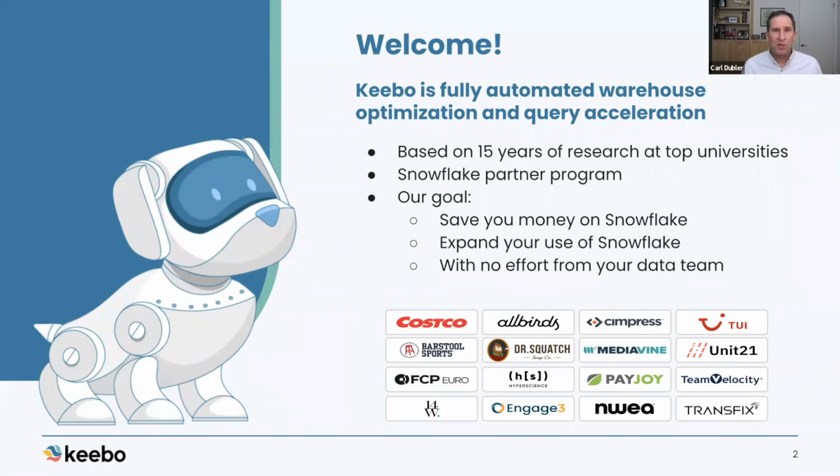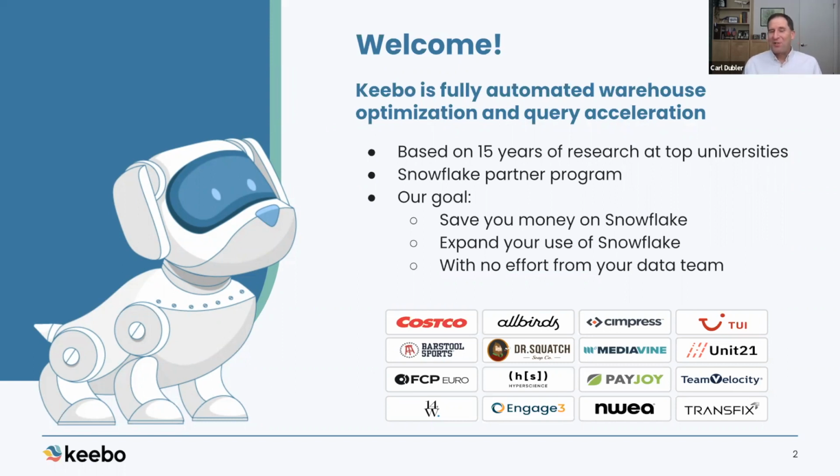We know that many Snowflake customers are facing a couple of business imperatives that may be at odds with each other. One is that you need to get more data out into the hands of more users, more analytics to more business users. But that can be at odds with another imperative, the pressure to cut costs, especially in this economy. Our goal as a company is that you should be able to do both. You should be able to save money on Snowflake but also expand your use of it, without any effort from your data team.